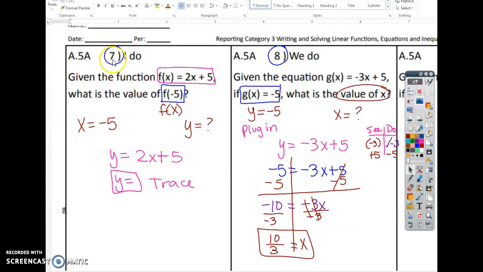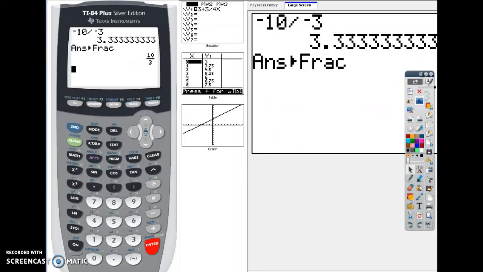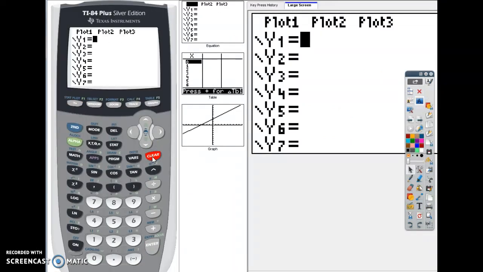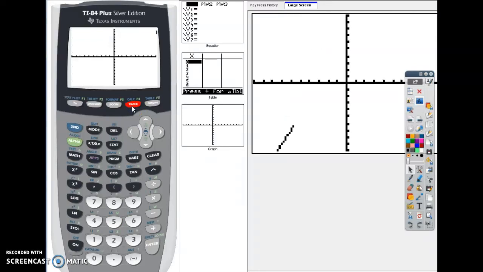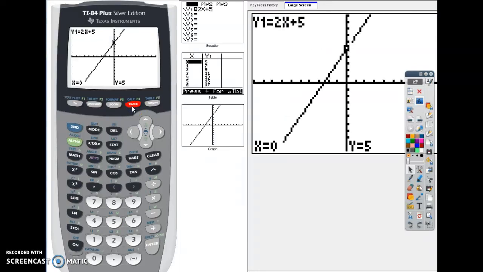Okay? And let's finish up number 7. We're going to put this in y equals, trace, go look for -5, see what y gives you. Y equals 2x plus 5, trace, hit -5, enter, and it gives you y equals negative 5. So that's the answer for number 7.